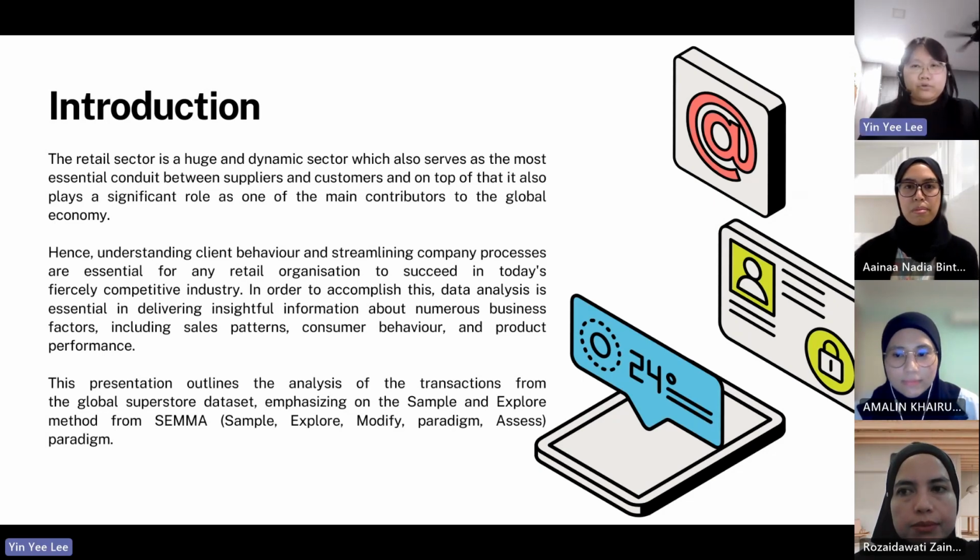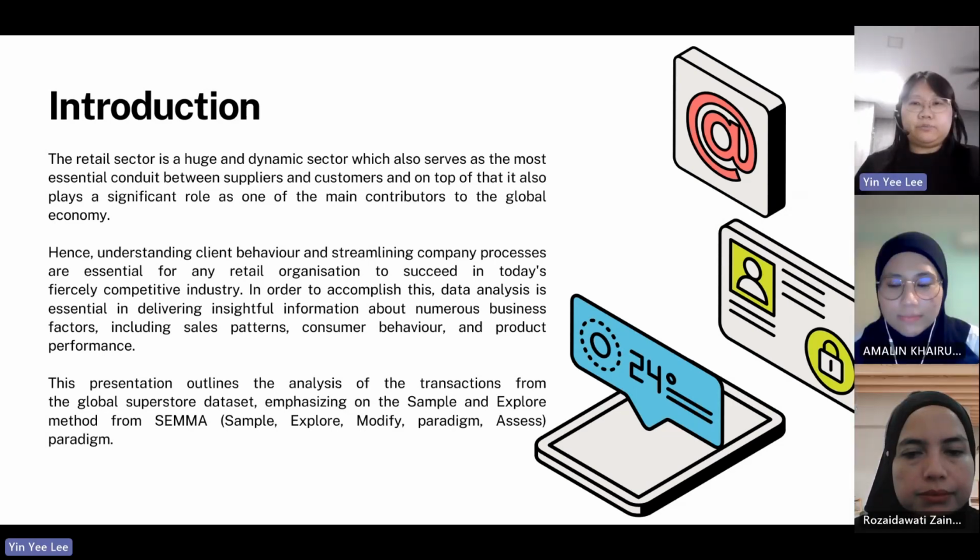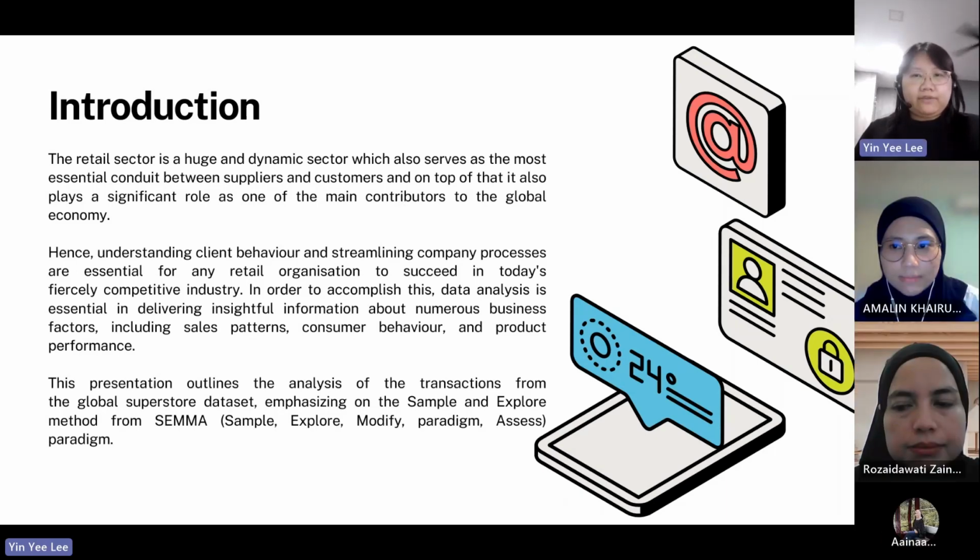aspects. Our group has selected the Global Superstore dataset for our project. By studying this dataset, we will try to uncover some meaningful insight in the retail business. We will be using SEMA data mining process in this project. And in our presentation today, we will only focus on the sample and explore method. Before we dive into the detail, let's take a moment to discuss our analysis goal and objective.